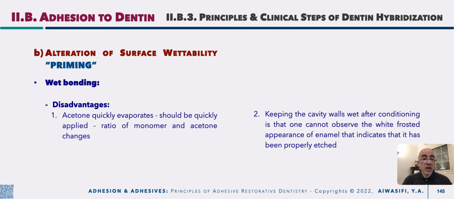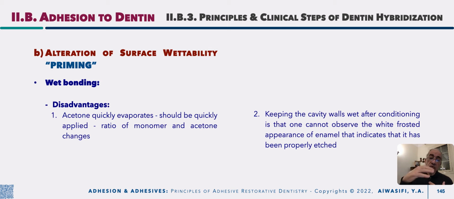one or two. It should be 3 and maybe 4 coats, giving a chance for each coat without drying it, without accelerating the evaporation of acetone, because if you dry it using air, you are accelerating the evaporation of the solvent before complete wetting of exposed collagen. That's why you should apply it in multi-coat.